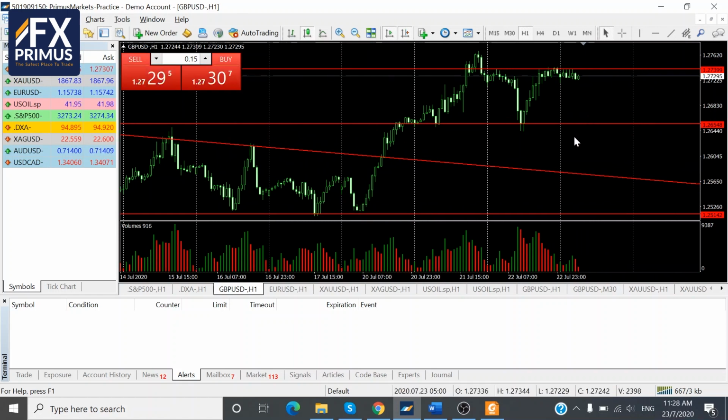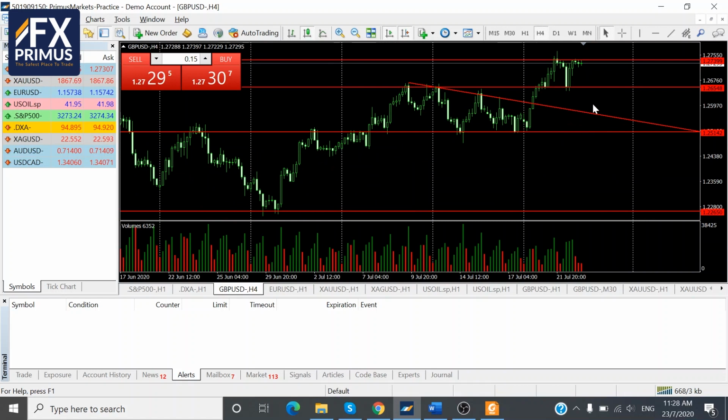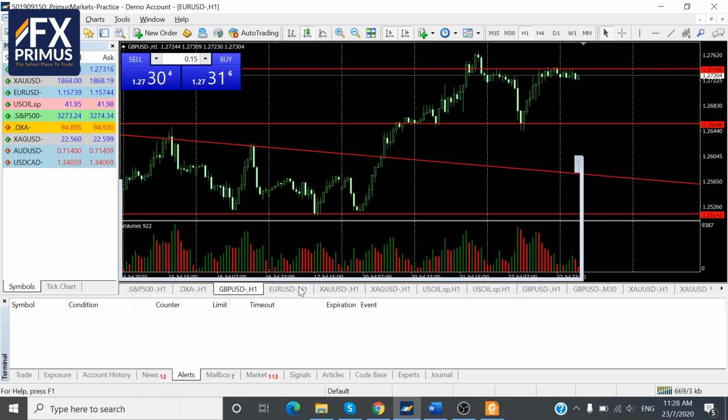And again, possibly today, on the 1 hour charts, the highest resistance will be 1.2740, and on the 4 hour charts, of course, potentially it can go back up to the recent high of 1.2770.